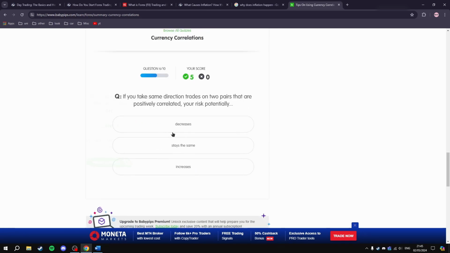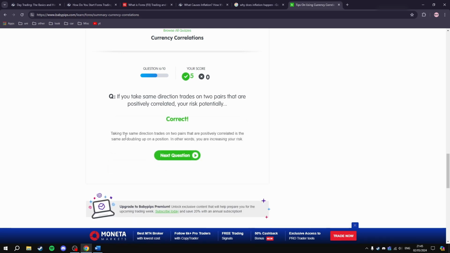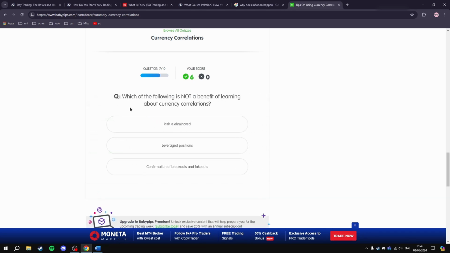If you take same direction trades on two pairs that are positively correlated, your risk potentially increases. Taking the same direction trades on two pairs that are positively correlated is the same as doubling up on a position. In other words, you are increasing your risk. Which of the following is not a benefit of learning about currency correlations?